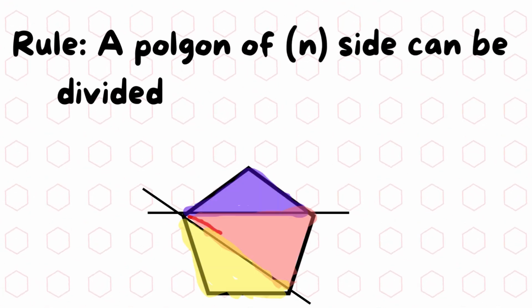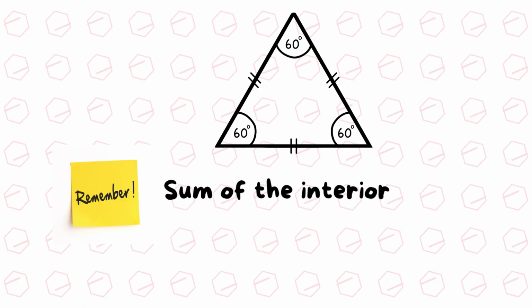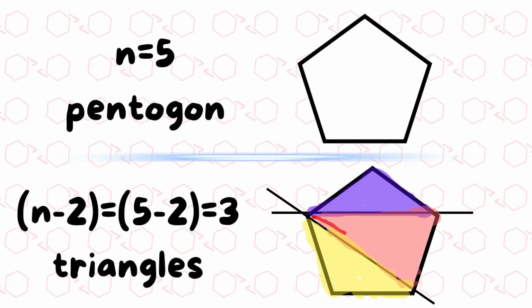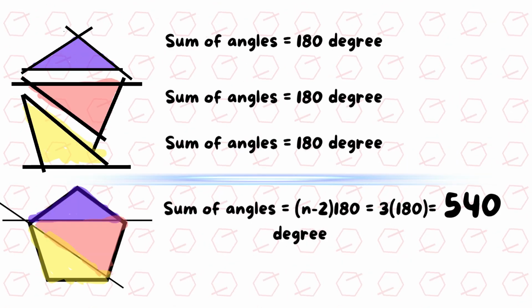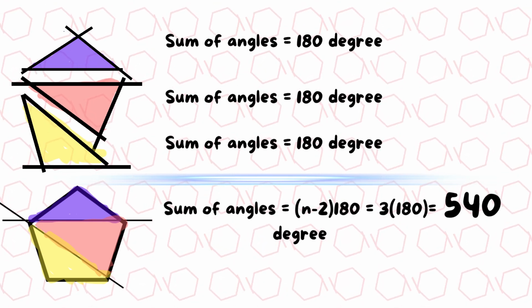We can divide the interior of a regular pentagon into three triangles. Since the sum of the interior angles of a triangle is 180 degrees, the sum of the interior angles of a regular pentagon is 3 times 180 degrees, which equals 540 degrees.